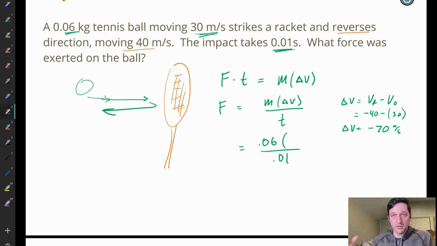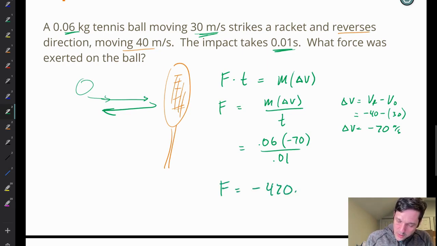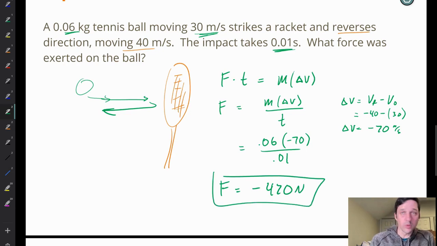It was going positive 30, comes out going negative 40. So the velocity is a negative change. Change in velocity is negative 70 meters per second. So we got 0.06 times negative 70 divided by 100th gives us a force of negative 420 newtons. Of course, the force is negative because that's the direction the racket was swinging. It was going to the left, as indicated in our picture.